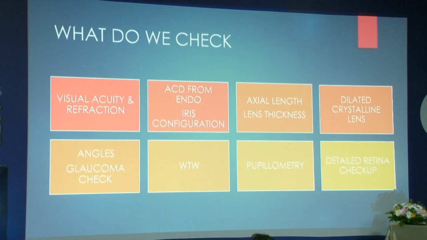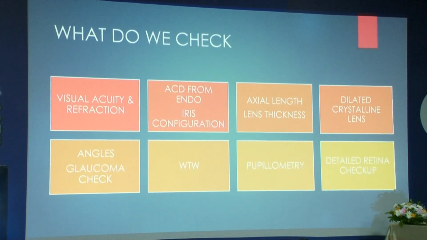So what do we check? Everything. Don't leave anything. Starting with visual acuity and refraction, you need to do a dilated refraction as well. AC depth from endothelium, your iris configuration, your axial length. So you would want to do an optical A scan, which also gives you the lens thickness, like Lenstar. Dilated evaluation, check for the crystalline lens.